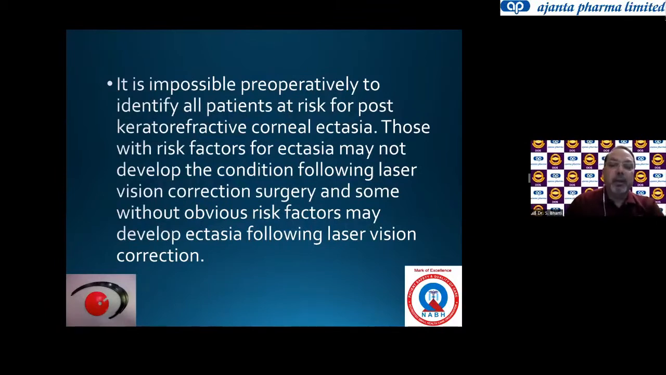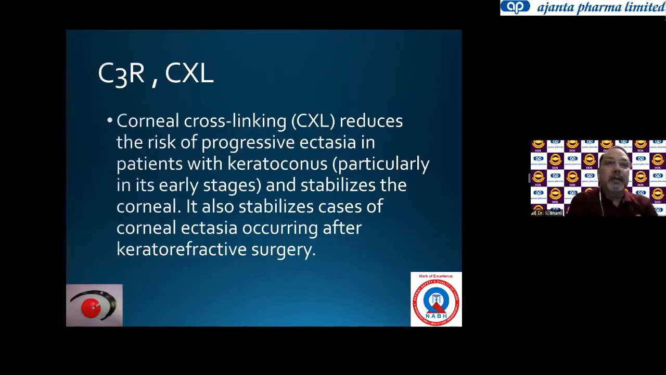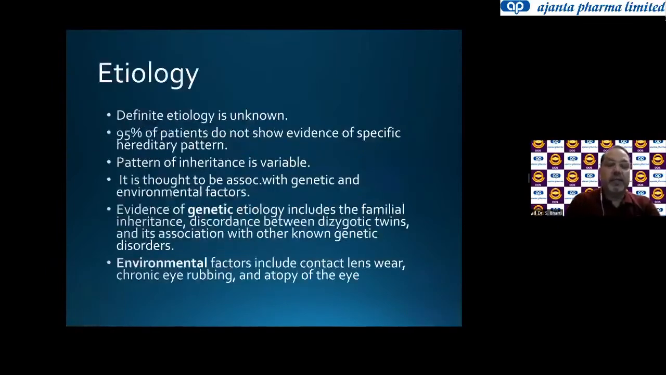Sometimes it is impossible preoperatively to identify all patients at risk, and there is a situation where everything falls into normal, yet there is still ectasia post LASIK or post corneal refractive surgery. So the treatments were sought, and finally, what is most commonly practiced in ectasia treatment is corneal collagen cross-linking. It reduces the risk of progressive ectasia in patients with keratoconus in early stages. That's very, very important. So we must treat all these cases as early as we are sure that they should be treated, and it is a very important tool in the management of ectasia after keratorefractive surgery.